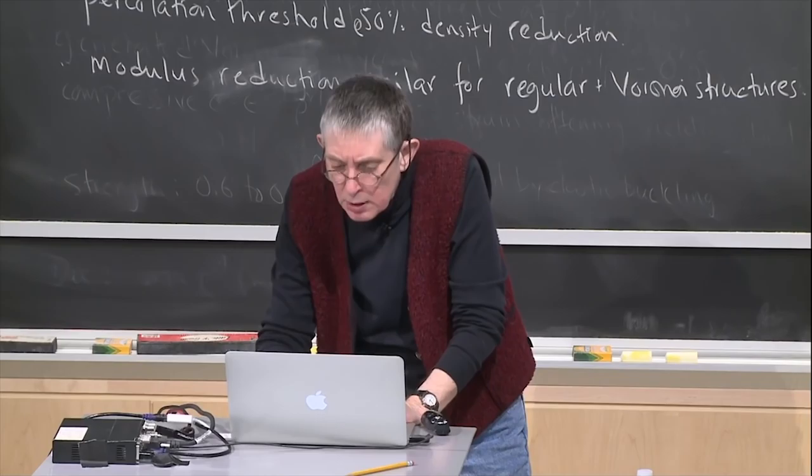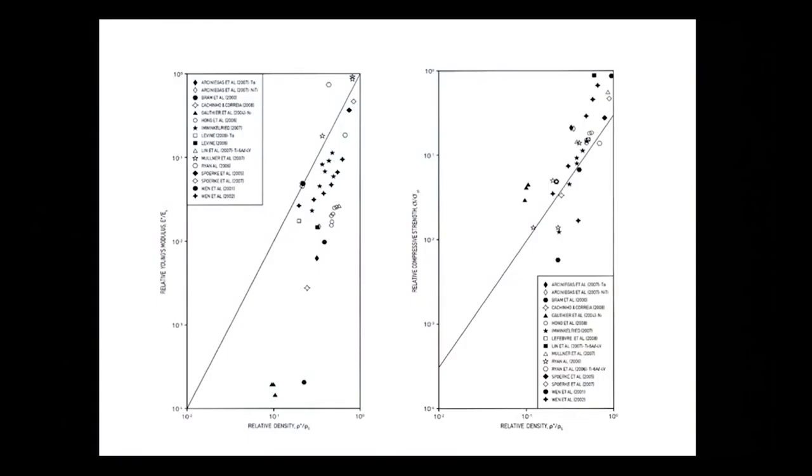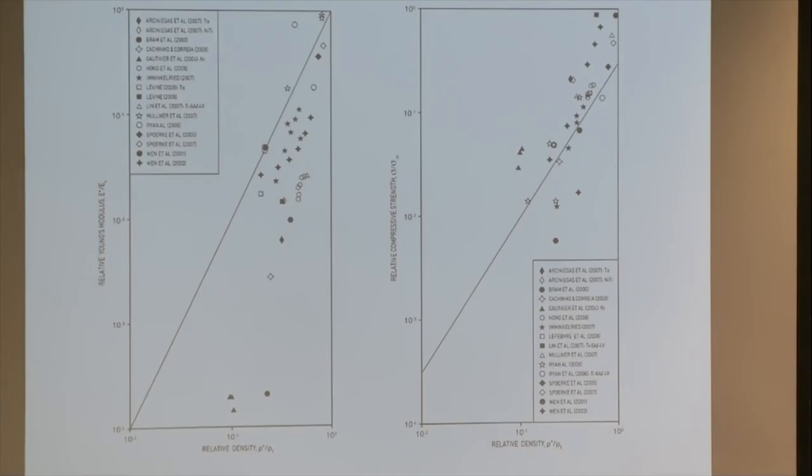Let's see. So we did that. Yeah, so these are the data. And then over here, there's the compressive strength data. And again, this is our line with a slope of 3/2. Again, there's a lot of scatter because there's a lot of variation in the structure of these things. But it's in the ballpark.